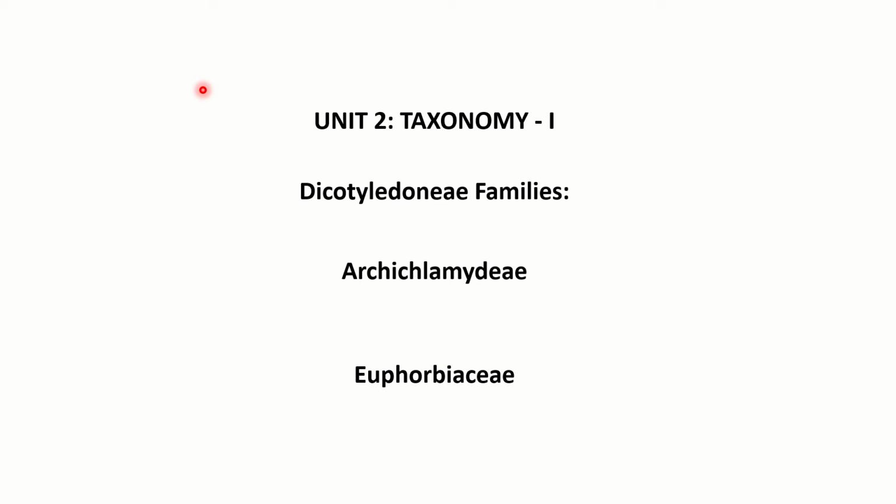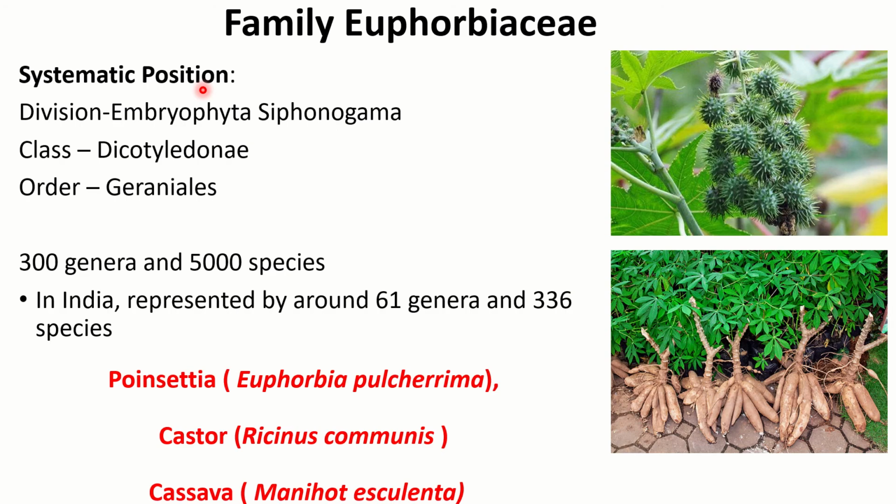Euphorbiaceae, you all know, is one of those dicotyledonous families included in the syllabus of angiosperm taxonomy. So now let's come to the family. This family has a worldwide distribution. Worldwide distribution means plants from this family are available everywhere around the globe.